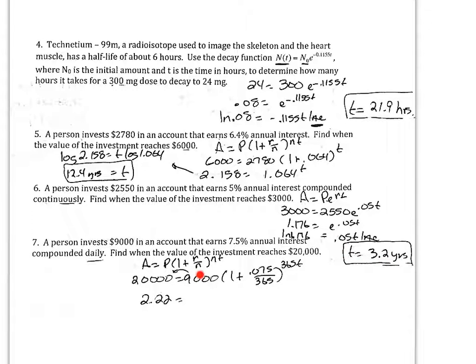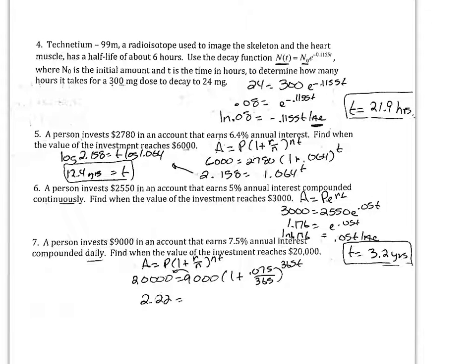Number 7, back to the original formula, because it doesn't say continuously, it says daily, which means n is how many times per year. Since there's 365 days in a year, n is 365. So I'll put that in there. The final amount, the initial amount, r, the rate over n, and up here the nt power.